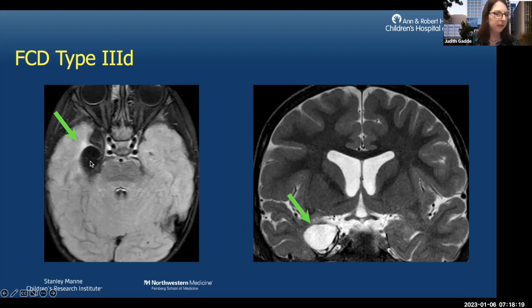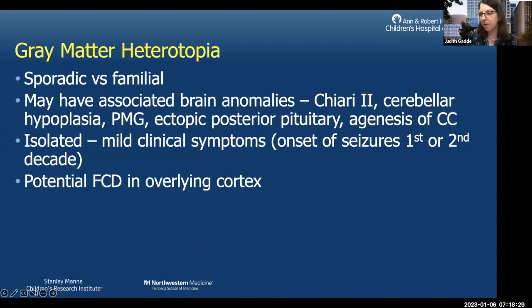So again, many of us would probably just call this some encephalomalacia gliosis, but keep in the back of your mind that it could be focal cortical dysplasia. So moving on from focal cortical dysplasia to some of the other potential findings that we can see in patients with epilepsy, including gray matter heterotopia.